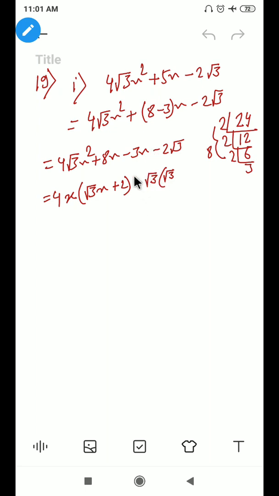Because I am taking common minus here, that's why this will be plus. Plus root 3 I already took common, so 2 is left here. So here is root 3x and here is 2. So from the first term and the last term, you can take common root 3x plus 2. In the first term 4x is left, and in the last term root 3 is left here. So in this way, you have to do the rest of the problems in question number 19 and question number 20. Thank you everyone.